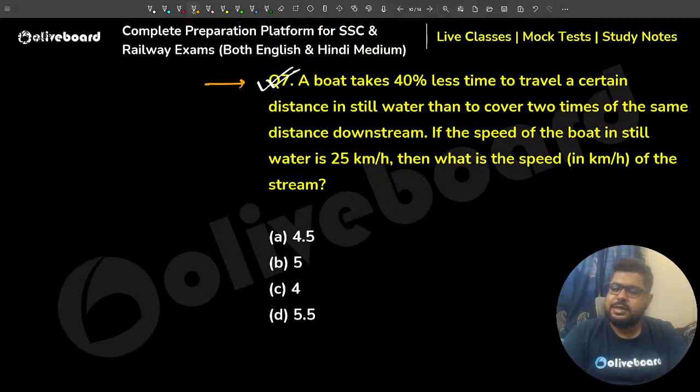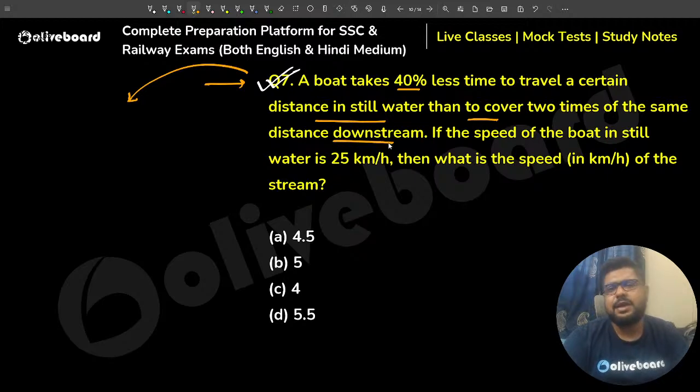Chalo, let me give you the solutions. I've given you a minute. Sir, a boat takes 40% less time to travel a certain distance in still water than to cover the same distance downstream. If the speed of the boat in still water is given, what is the speed of the stream? They are asking the value of y.